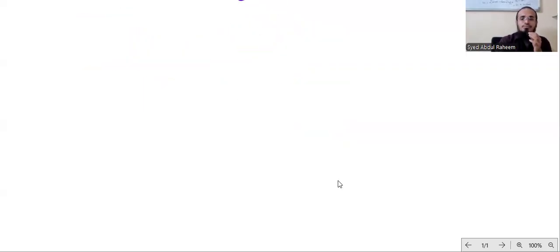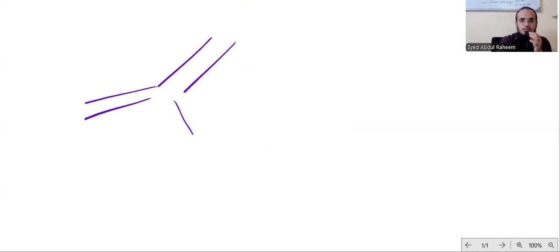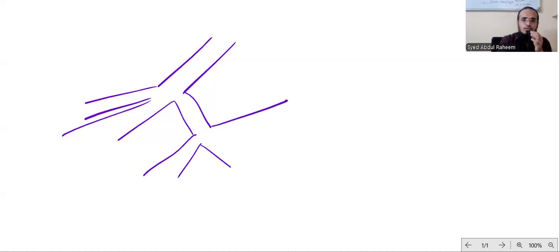Likewise, we have primary branches. This is the primary branch. In the primary branch, you can see the secondary branch. These are the two branches. In the secondary branch, there is the tertiary branch. Okay, three branches.